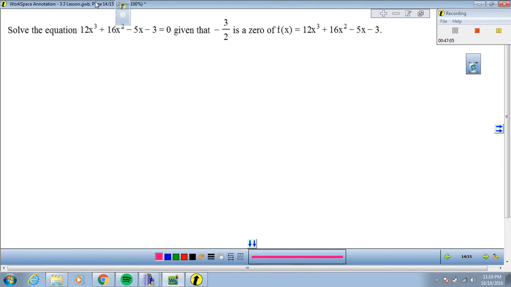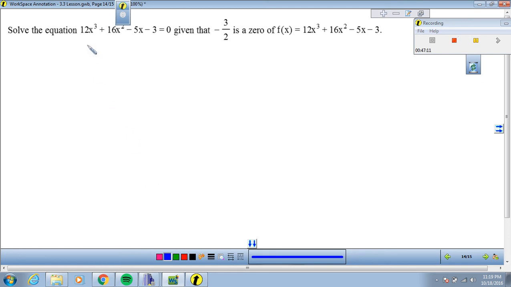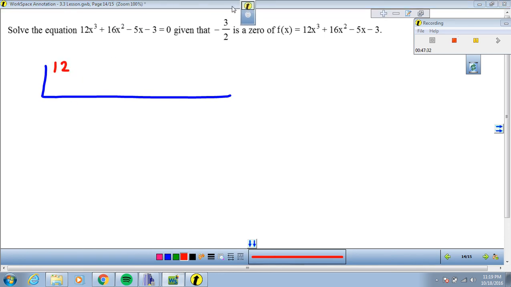Next one. Solve the equation given here, right? So we're finding the same thing, given that negative 3 halves is a 0. Okay. So first step, synthetic division. What are my coefficients? 12, 16, negative 5, negative 3. Look at the exponents: 3, 2, 1, 0. Perfect. On the outside, negative 3 halves.